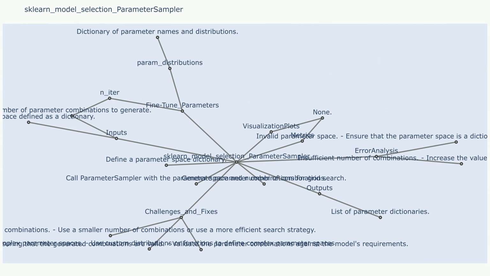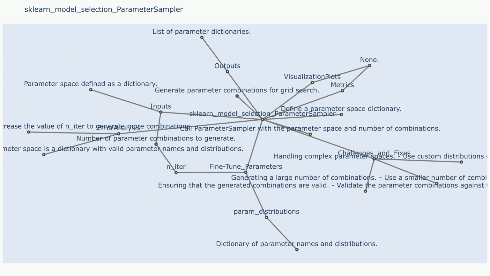Challenge 3: dealing with categorical parameters. Sample use case that resulted in challenge 3: not correctly defining the distribution for categorical parameters. Fixes to challenge 3. Use a list of values directly for categorical parameters. Consider using a distribution like the categorical distribution in scikit-learn's distributions module.